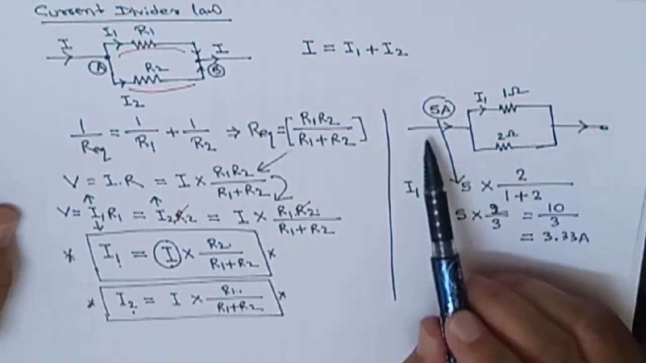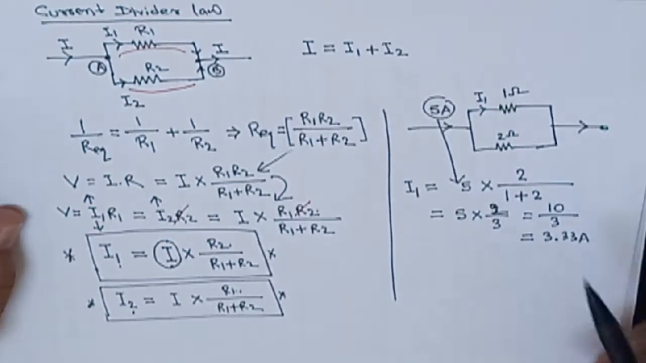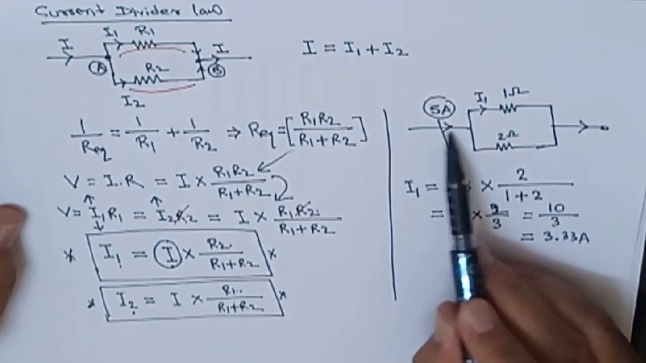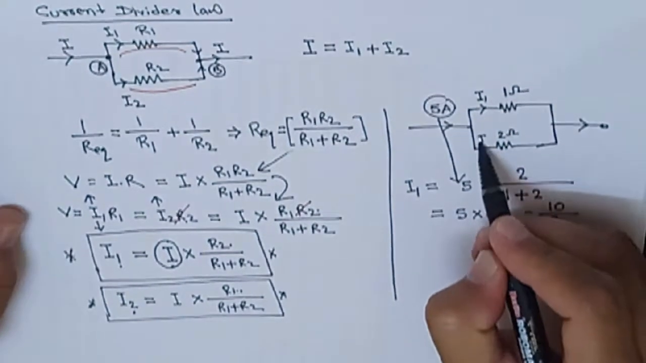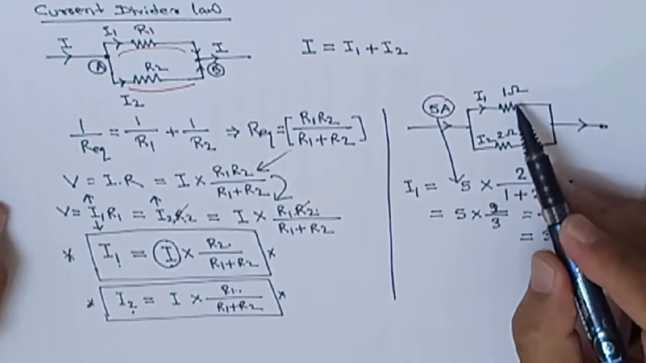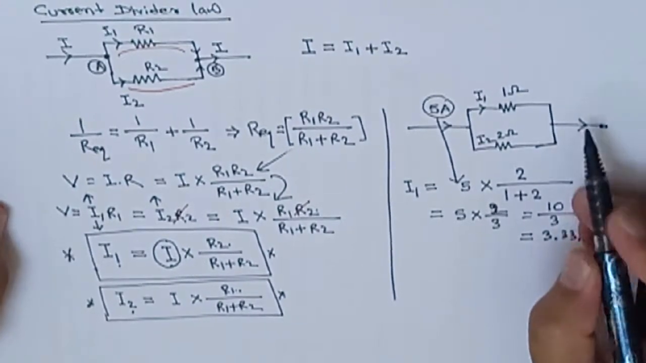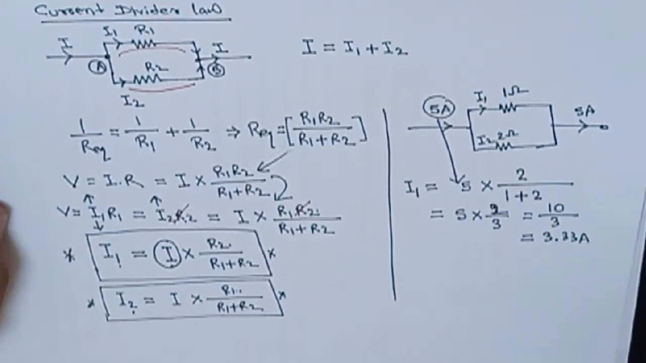Now let us go for one problem using the formula. A simple problem is here. 5 ampere current is entering here. Now it is divided into two parts, I1 and I2. Now the resistances are 1 and 2. The current again comes together here, and this is the 5 ampere.